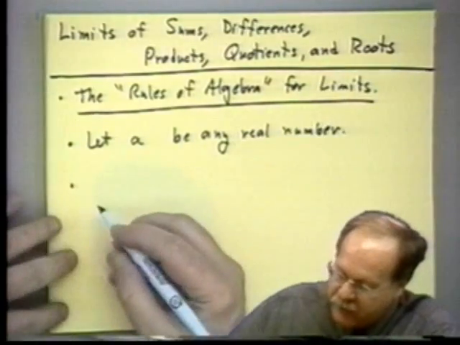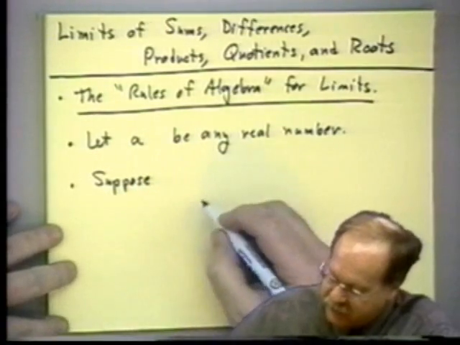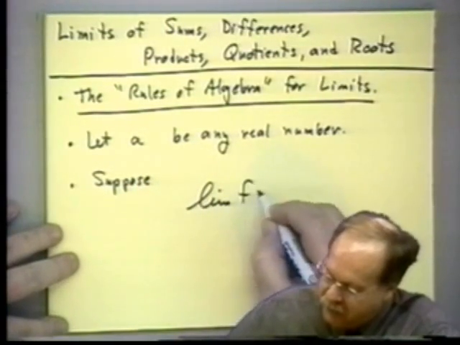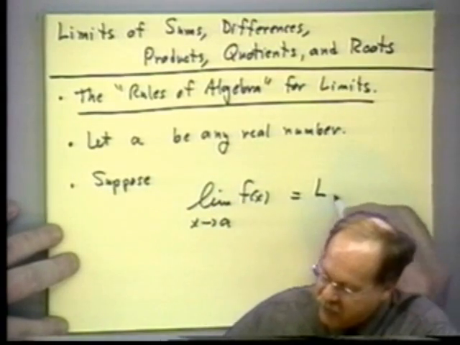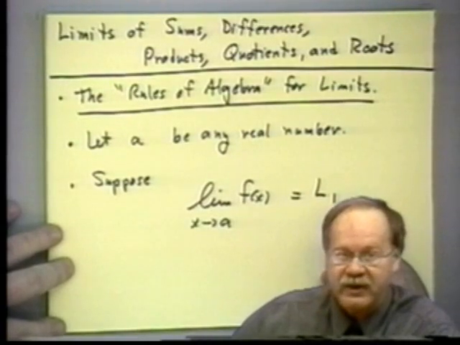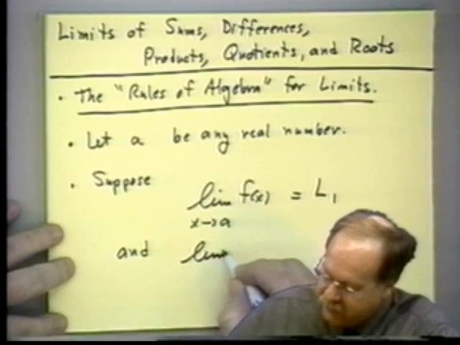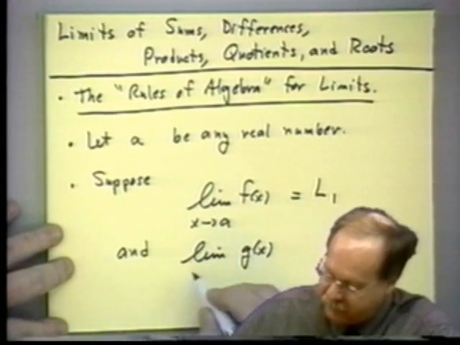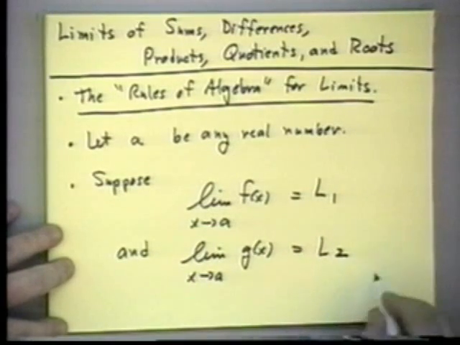And I'm going to want to talk about limits, so we will suppose that we have 2 limits that exist. The limit of the function f of x as x approaches a is some number L sub 1. So that is saying that it exists. It equals a real number. And we'll need another one to talk about. The limit of a second function g of x as x approaches a, which is L sub 2.